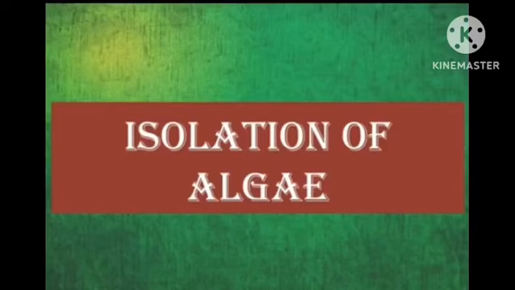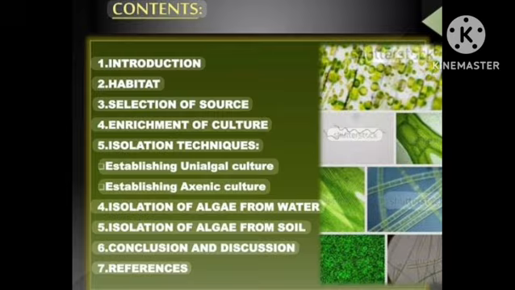Today we will be discussing isolation of algae. This is Unit 3, and the topic name is isolation of algae. Isolation means separating algae from a mixed sample to get a pure culture. Common methods are the serial dilution method, streak plate method, micropipette method, agar plate method and washing method.